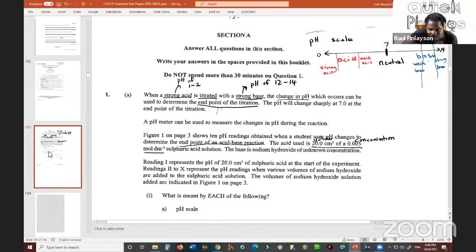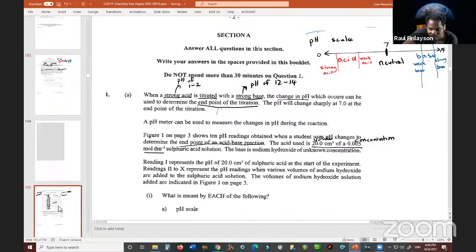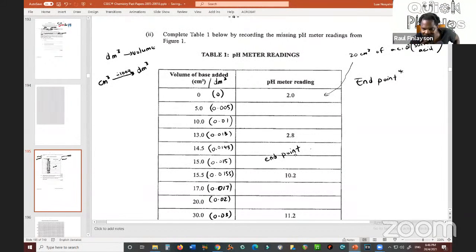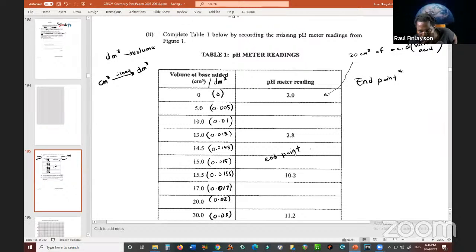So that is it now. That is what we're looking for. We're looking for the point at which this pH suddenly, sharply changes. The endpoint is somewhere off here. One out of these two is the endpoint. I think possibly between 15 and 15.5, the endpoint is somewhere there, guys. So we have to go and predict.